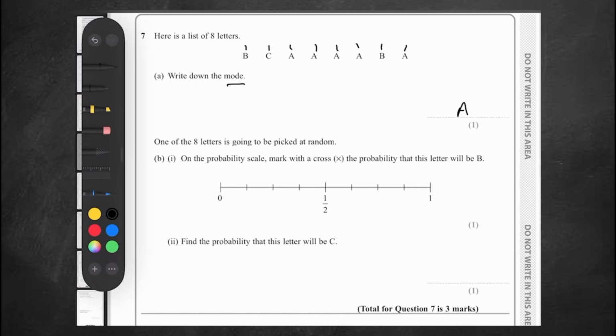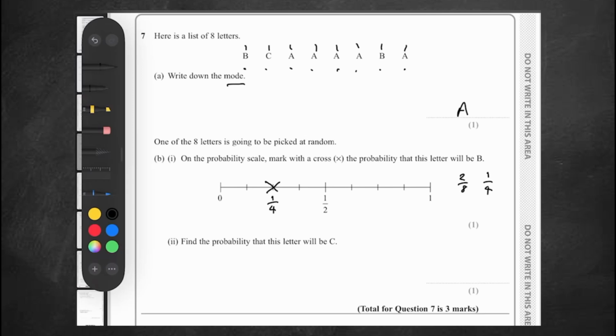Part B. One of the 8 letters is going to be picked at random. On the probability scale, mark with a cross the probability that this letter will be a B. So we have 1, 2, 3, 4, 5, 6, 7, 8 total letters, and 2 of them are B. So 2 over 8, or 1 over 4 being a B. Half is in the middle here, so a quarter will be halfway between 0 and a half.